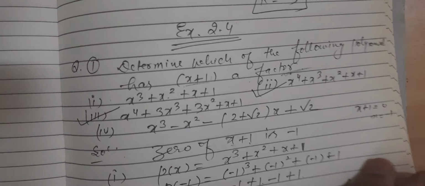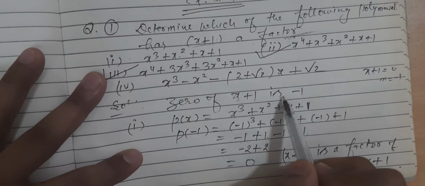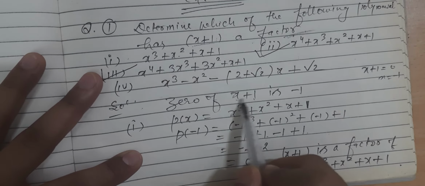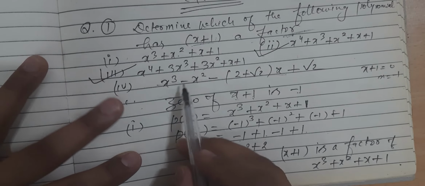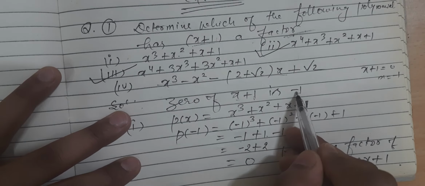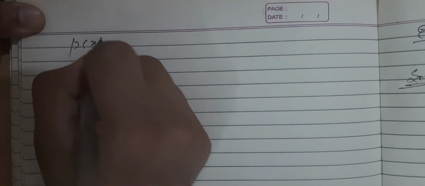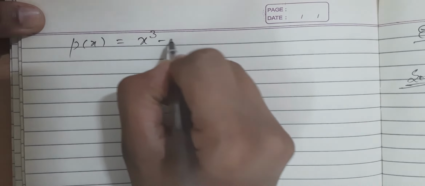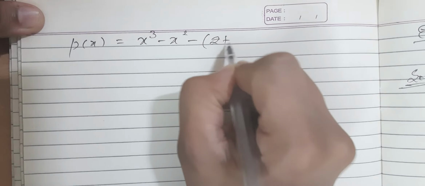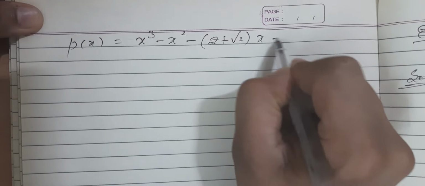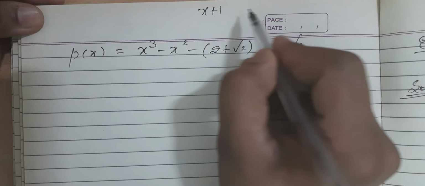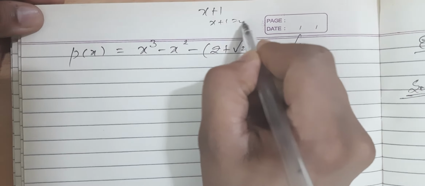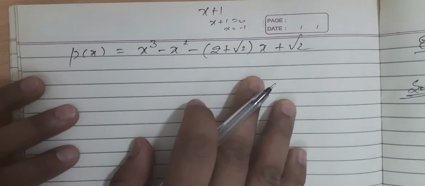So the same value minus 1, because we have to check whether x plus 1 is a factor of this fourth polynomial or not. So what we will do, in this polynomial we'll put x equals to minus 1. So the polynomial is x cube minus x square minus (2 plus root 2)x plus root 2. We have to check whether this x plus 1 is a factor or not. So we'll find if it's 0, means minus 1 we'll put here.